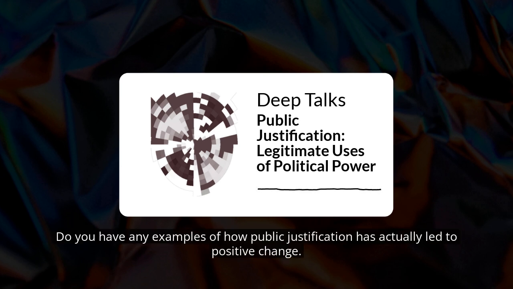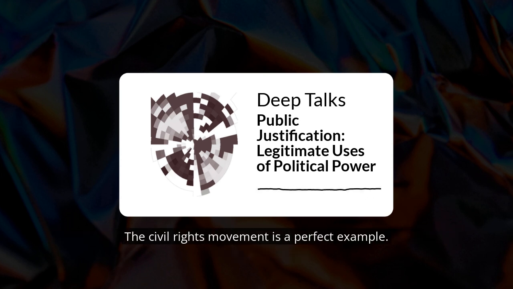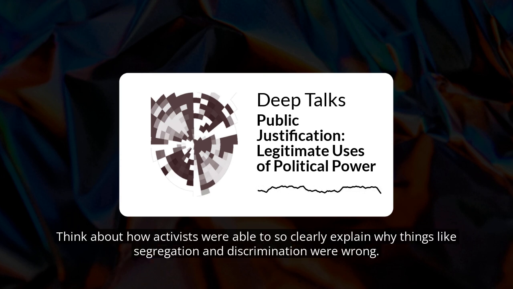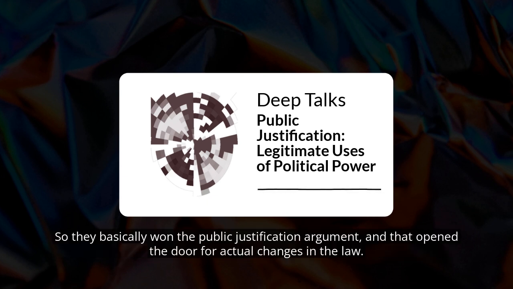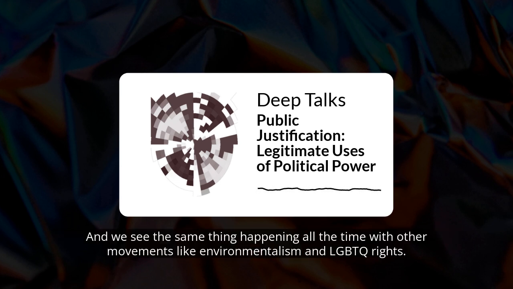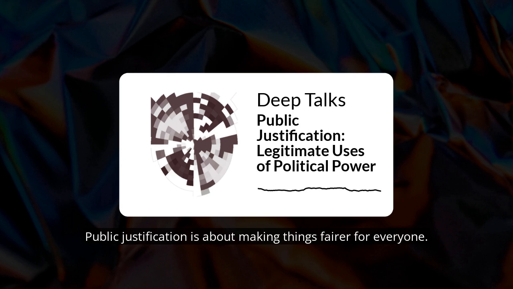Do you have any examples of how public justification has actually led to positive change? Oh, definitely. The civil rights movement is a perfect example. Think about how activists were able to so clearly explain why things like segregation and discrimination were wrong. They appealed to our shared values of equality and fairness, and they presented strong evidence that those very values were being violated. Wow, so they basically won the public justification argument, and that opened the door for actual changes in the law. Precisely. And we see the same thing happening all the time with other movements like environmentalism and LGBTQ rights. Public justification is about making things fairer for everyone.